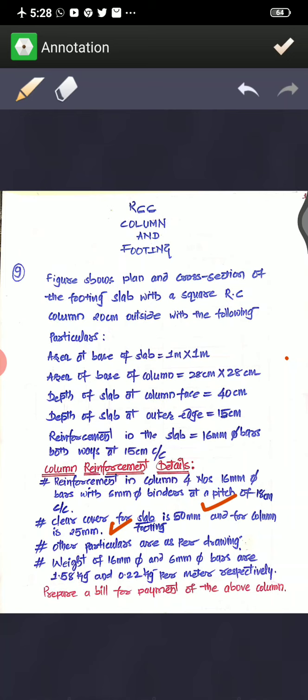Then other particulars as per the drawing: the weights of 16 mm dia and 6 mm dia bars are 1.58 kg and 0.22 kg per meter respectively. Now you are supposed to prepare the payment details or the bill of payment, meaning the abstract, but I'll be doing only the measurement sheet. For the abstract you require the rates. If you have the local market rates, you can go for the abstract also, there is no problem. Now we'll go step by step. Right, now we'll go to step 1.